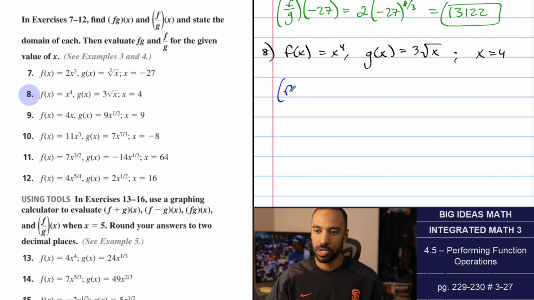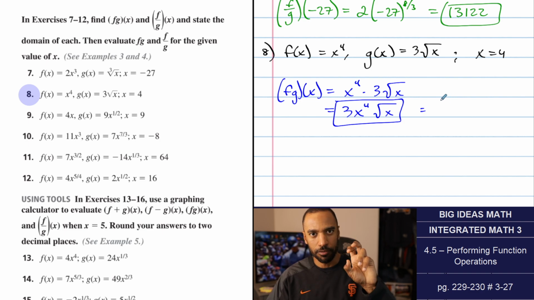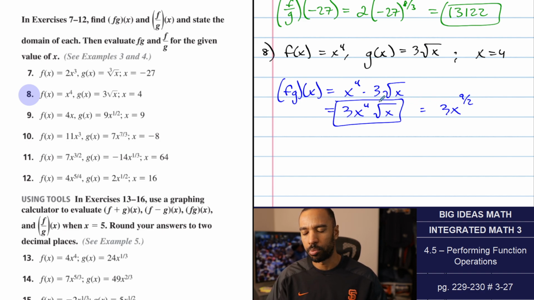Let's do the multiplication. F times g of x. That'll be x to the 4th times 3 times the square root of x, which is 3x to the 4th times square root of x. That looks glorious. If you want a bookie version of it, that's 3x to the 9/2, I suppose, because this is x to the 1/2. 4 plus 1/2 is 4.5, or 9/2.